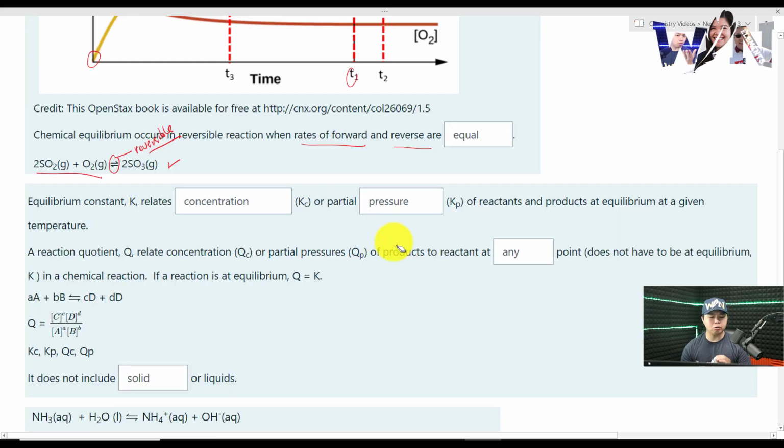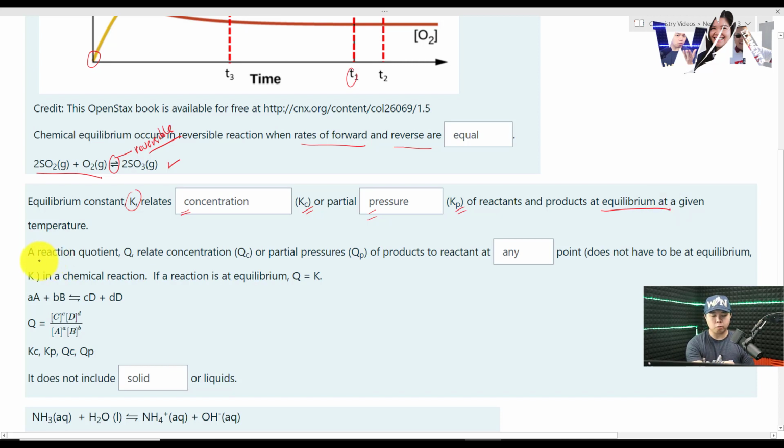Now let's look at equilibrium in terms of the equilibrium constant, and that is represented by the letter K. The equilibrium constant relates the concentration or the partial pressure. So notice how we have Kc, that's for concentration, and Kp is for partial pressure. It relates the reactant and the product at equilibrium, and that's the key. The K is for equilibrium at any given temperature and pressure condition, okay? And that's the key. Now, what if the reaction is not at equilibrium? How do we relate reactant and product that are not at equilibrium?